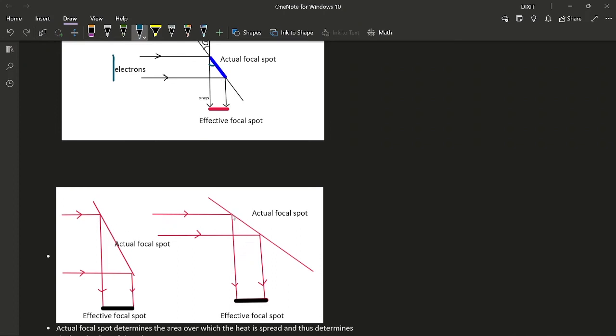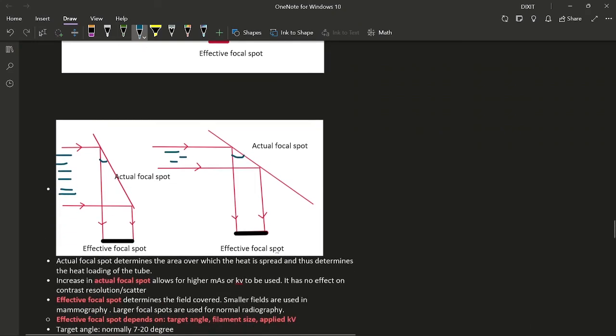In the second example, this is the actual focal spot. In both the examples, the anodes are being hit by a beam of electrons, and in the first case this is the anode angle. In the second case, this is the anode angle, which is larger than the first one. In both the cases, the effective focal spot size has been made constant.